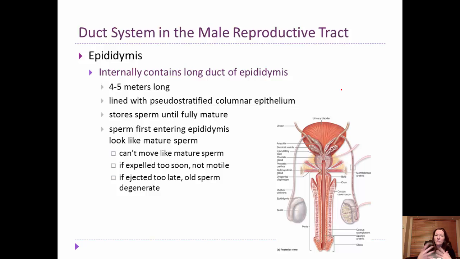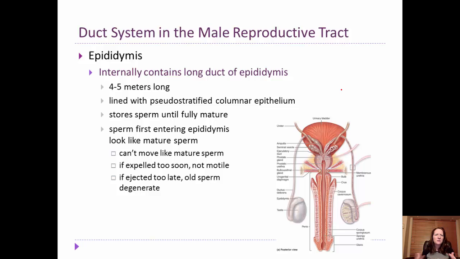However, they need to be stored for a certain amount of time. Usually it can be a couple of months where they store here and fully mature. If they are expelled too soon and are not fully mature, you are going to release sperm that are not motile. That means infertility. They can't get to where they need to go, and they can't move their little flagellum like they need to. If ejaculation never happens, and men store sperm for a long period of time, meaning they don't ejaculate for a long time, that's fine. The old sperm are degenerated and reabsorbed by the epididymis.